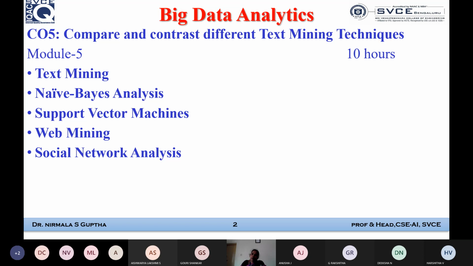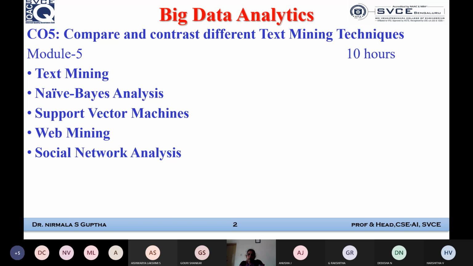Again, this completes the topics for the course outcome: compare and contrast the different 5 text mining techniques. The data mining techniques, especially we are going to discuss text mining, naive Bayes analysis, SVMs, that is support vector machines, web mining, and social media analysis. So completely the analytics portion, we are going to learn here in these 5 different techniques.